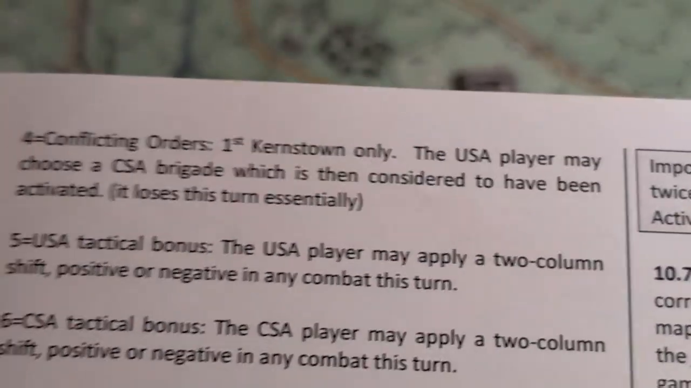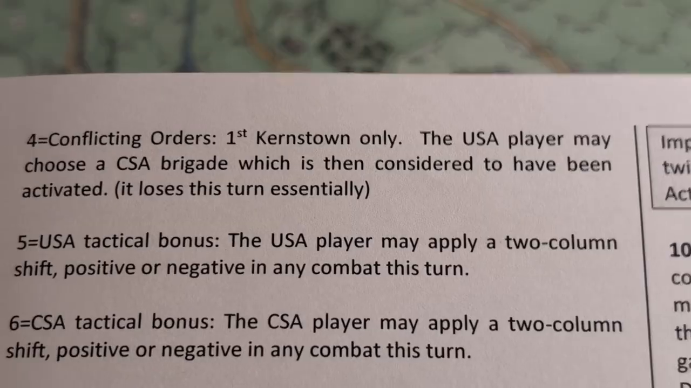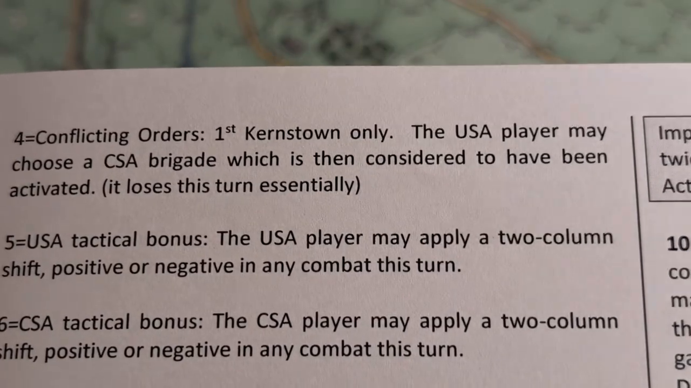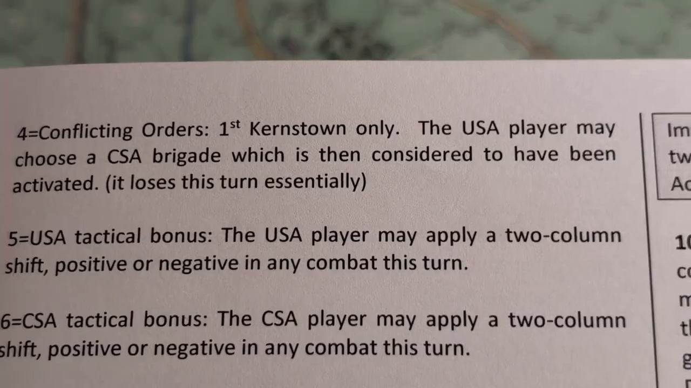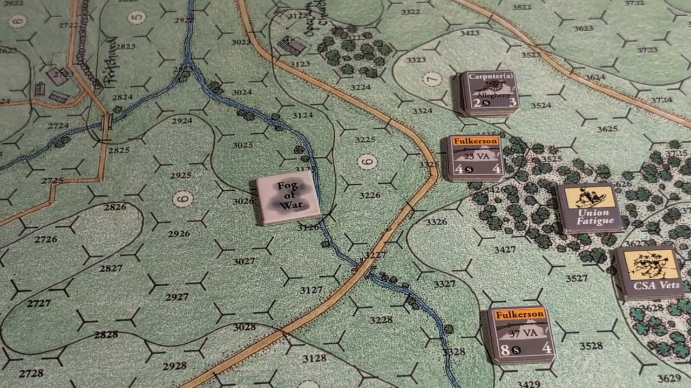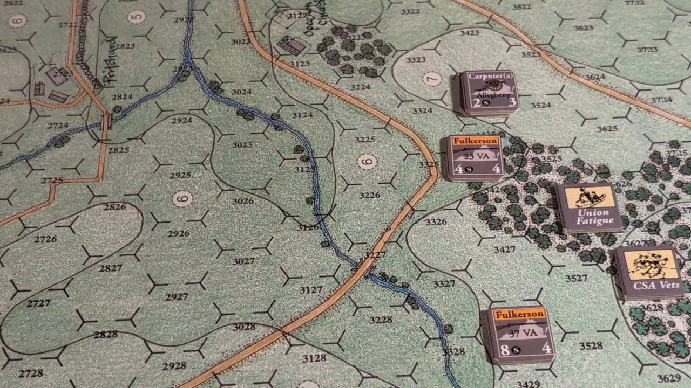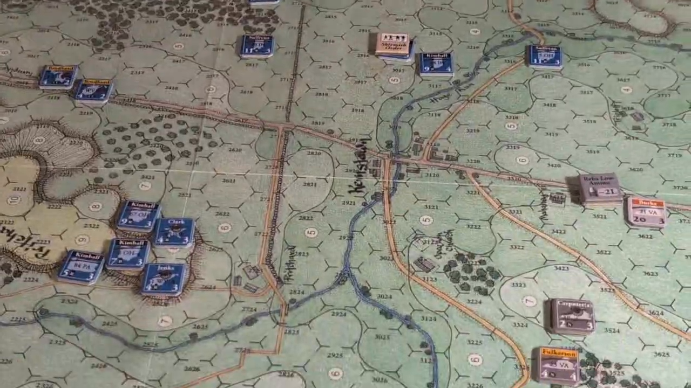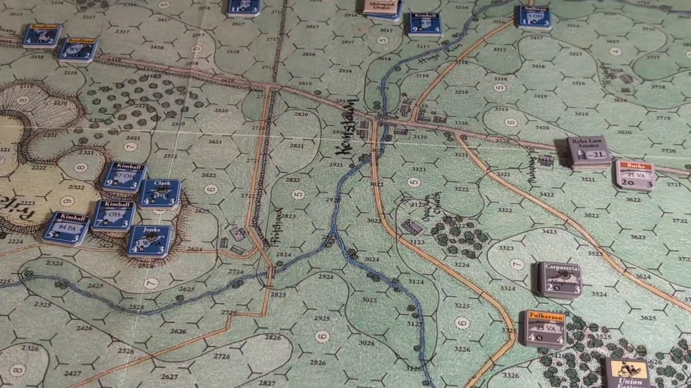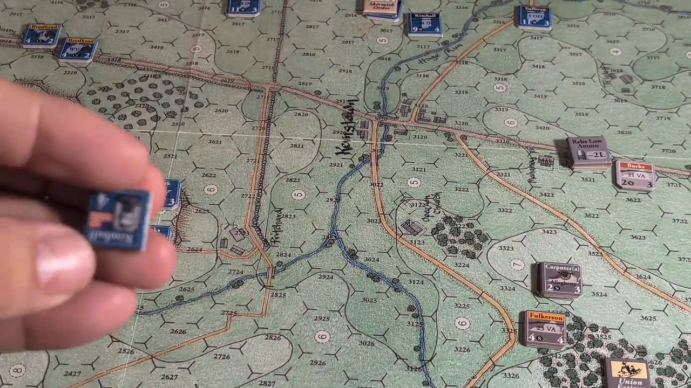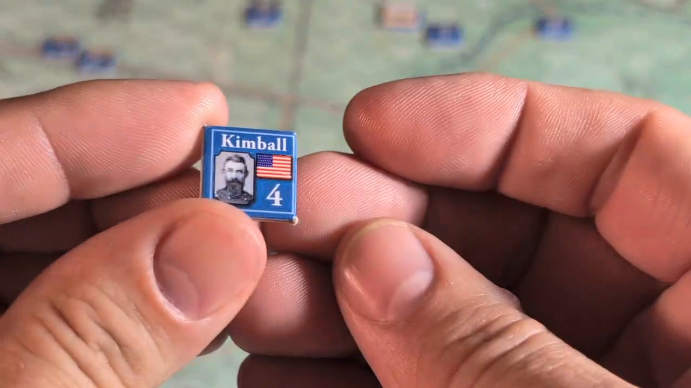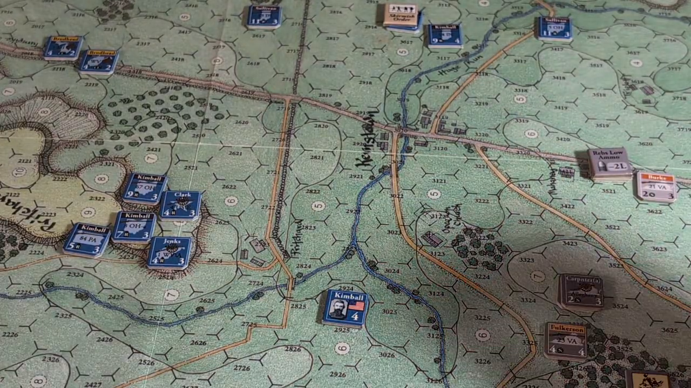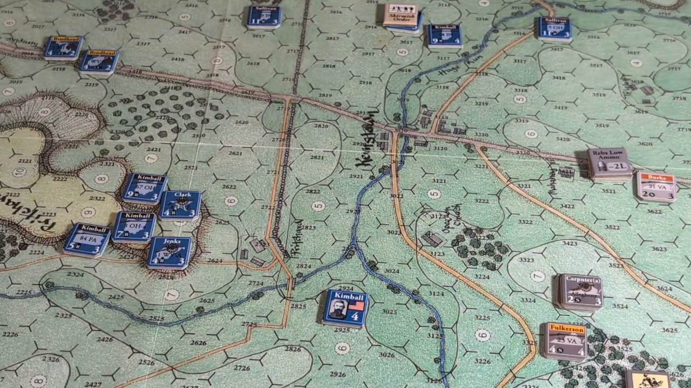Okay. Conflicting orders. The U.S. player may choose a CSA brigade, which is then considered to have been activated. So it loses its turn, essentially. That would be Garnett. Okay. Kimball. Can Kimball activate? You got a 4, so yes.